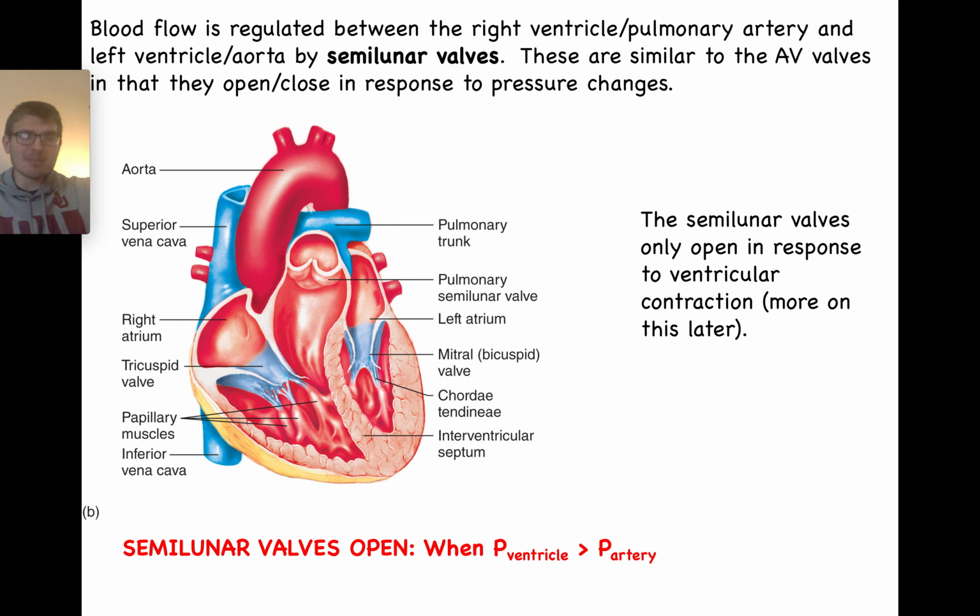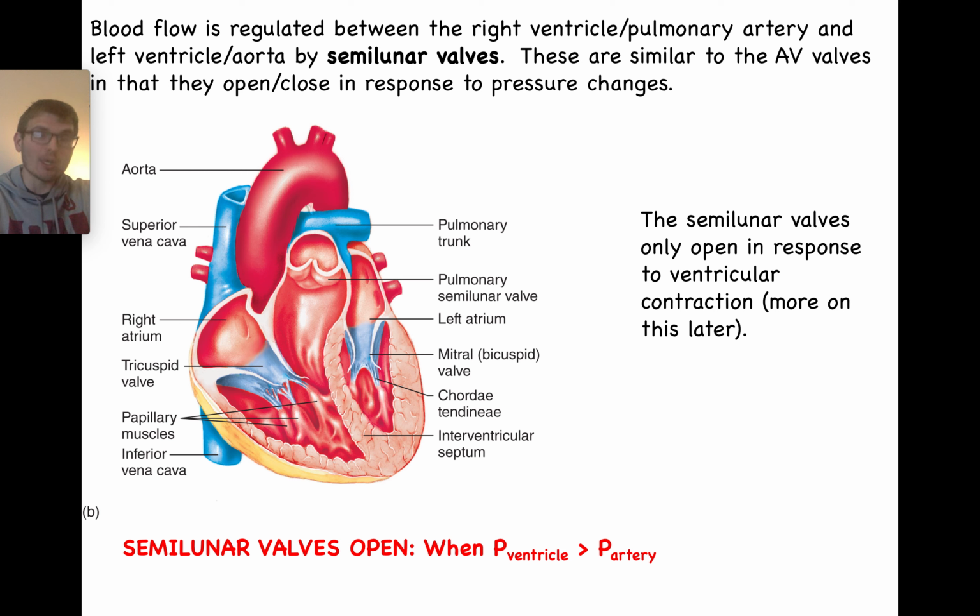So similar to what we did with the AV valves, we can come up with a set of binary rules for when the semilunar valves are open and closed. When the pressure in the ventricles is higher than the pressure in the arteries, that's going to be when your semilunar valves are open. And again, that is promoting the correct flow of blood from ventricle to artery, ventricle to artery. So in those cases, we want the semilunar valves to be open.